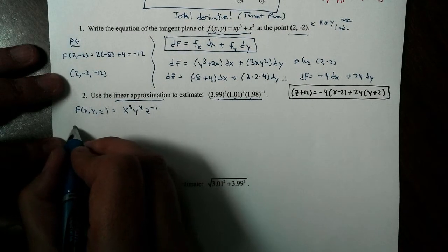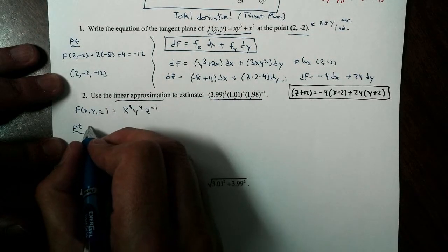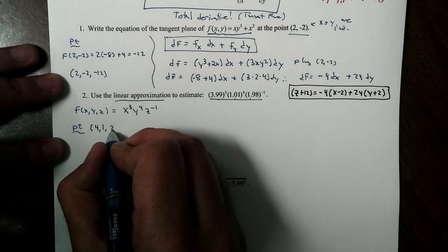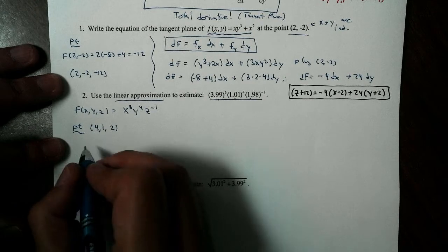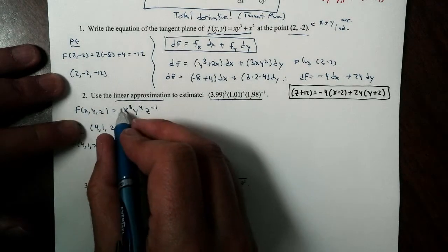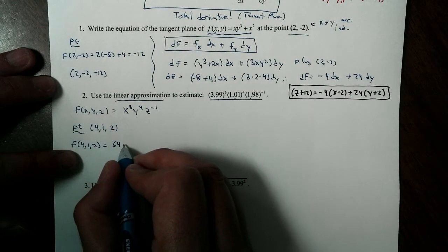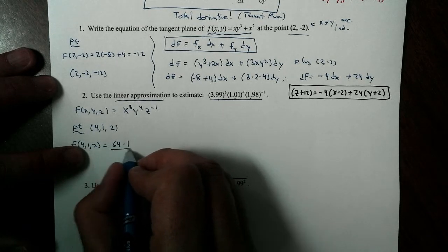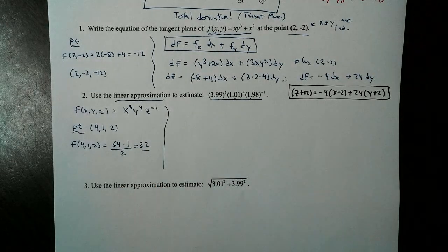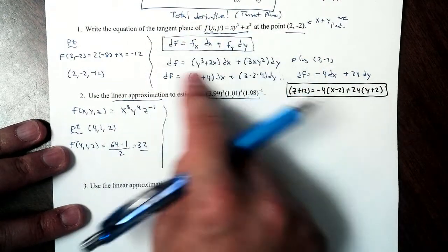So the first thing I'm going to need is a point. Now, I need to pick a point close to this that I know. Well, I can let x be 4, y be 1, z be 2. So I want to find the value of the function at that point. And that's going to equal, if I plug this in, 4 cubed, 64 times 1 to the 4th is 1 over 2, and I get 32. Next, I want to write my rule. Remember, this is my approximation technique right here.